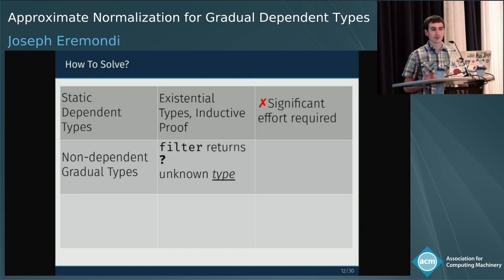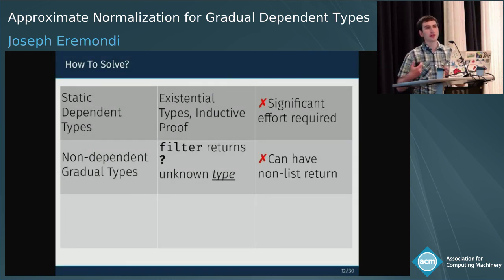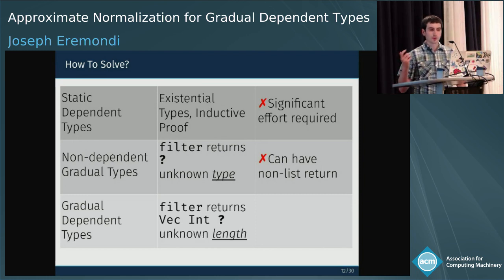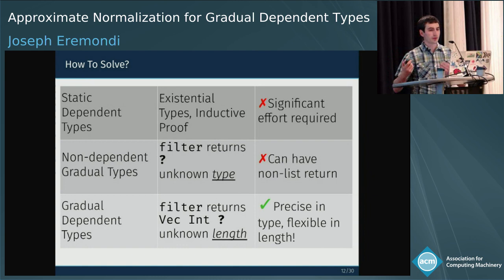But the problem is that for filter, we could make it return unknown, this unknown type. But now we can have filter accidentally return something that isn't a list. It could return 3 or true, because this unknown isn't specific enough to tell us that we want a list, but we don't know what its length is. And so this is where gradual dependent types come in. What we want is for filter to return a vector of integers with unknown length. And so this is then precise in the type. We know that whatever we get back is going to be a list, but it's flexible in the length.